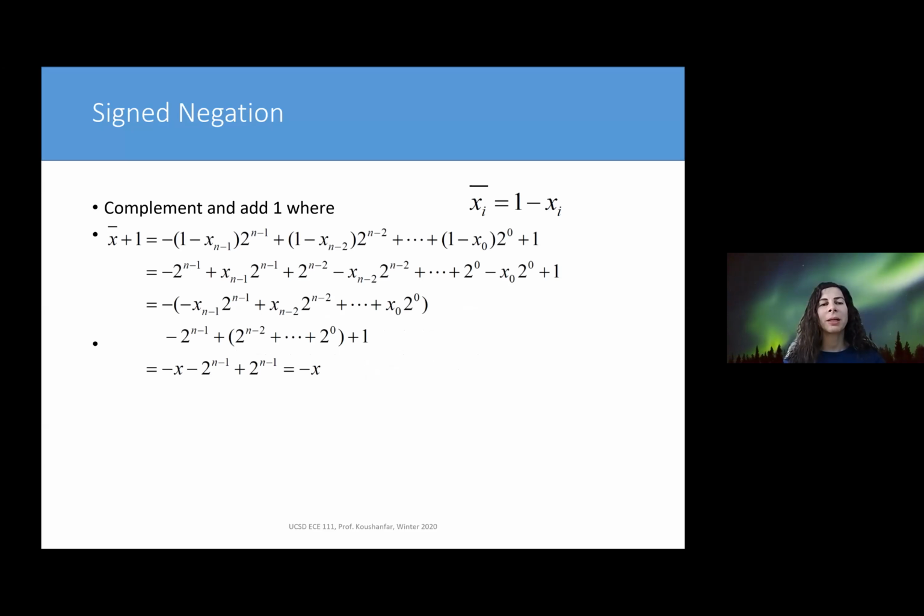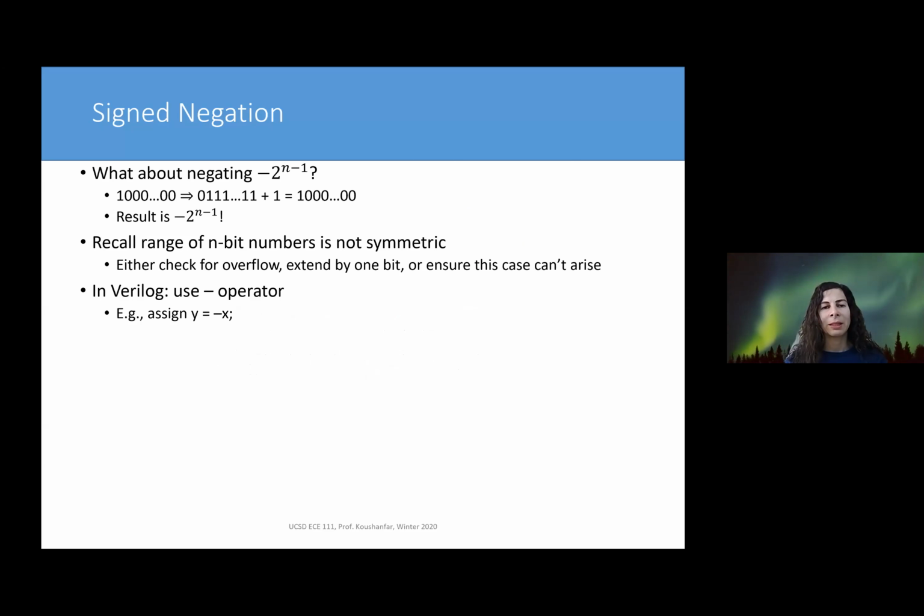So we talked about signed numbers, and if we have a 2's complement number and want to negate the sign, we just complement and add 1, like I mentioned in the previous case. So this is basically what we do about negation.